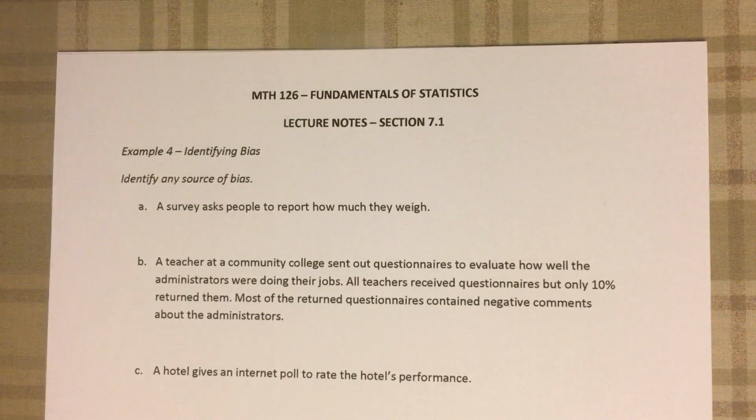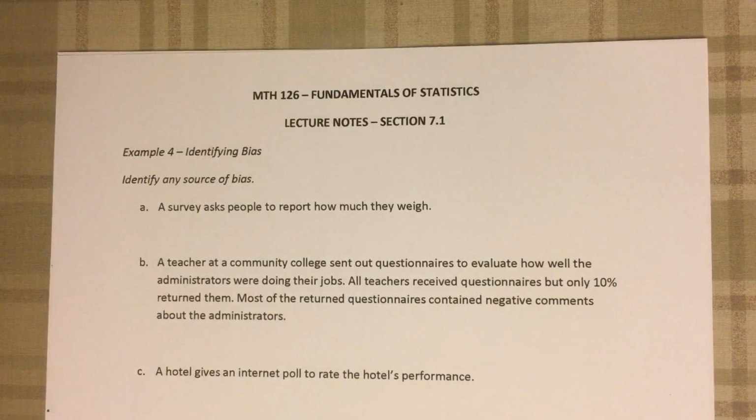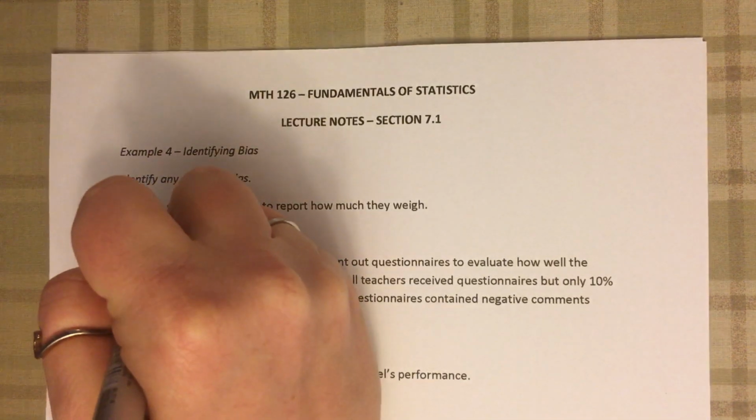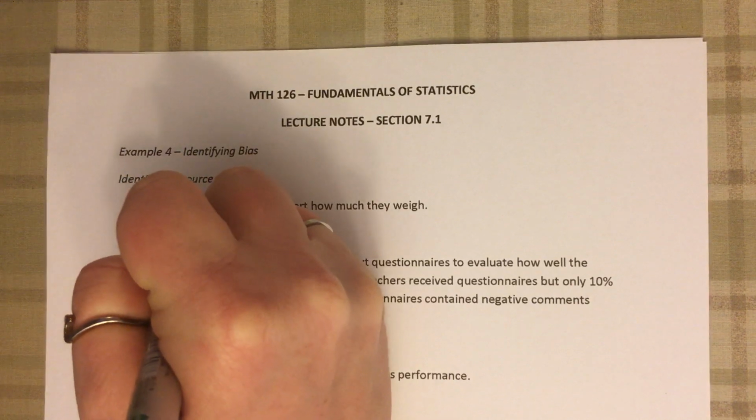All right, so in example 4, we're going to look at our different sources of bias. In these examples, and you'll see some of these in your homework problems as well, we're asked to identify possible sources of the bias, and we're going to be specific as we describe whether it's measurement bias or sampling bias, and why that is the case. For example A, a survey asked people to report how much they weigh. This is going to be an example of measurement bias.